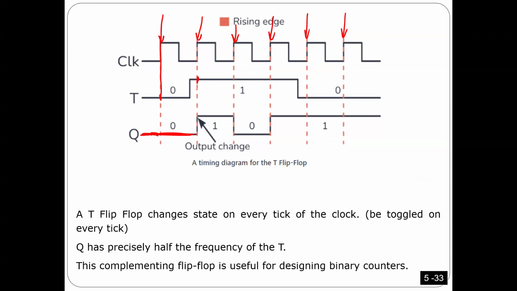T is 1 means it's a toggle, so it has to toggle here. At this moment, T is 1, so it has to toggle again. At this moment, T is 1, so it has to toggle again. At this moment, it's 0, no change. At this moment, it's 0, no change. That's it. Okay, guys, so this will be the third part in the quiz.